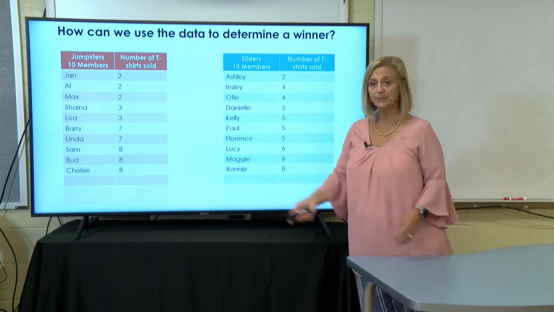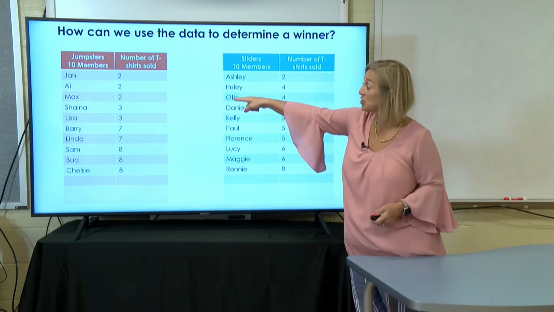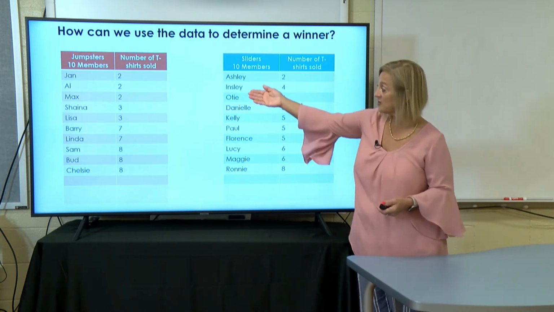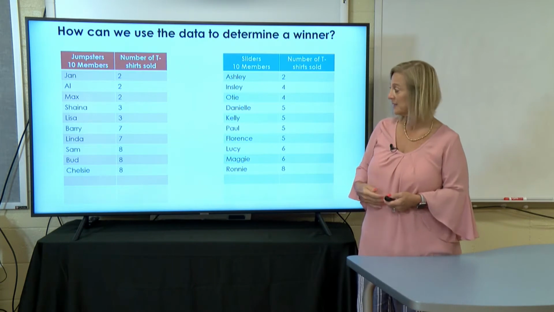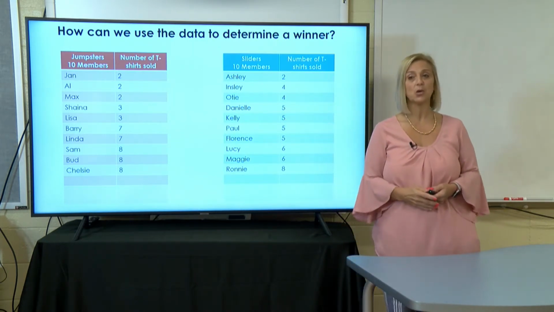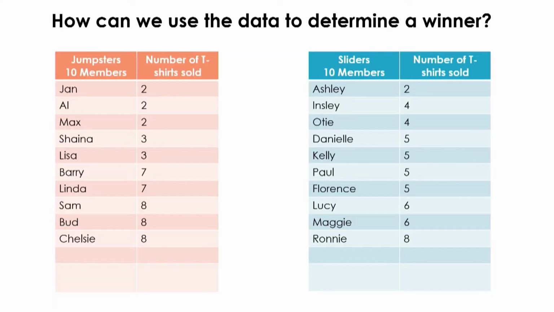So the Jumpsters, if you look right over there: Jan, Al, and Max sold 2 T-shirts each. Shayna and Lisa sold 3. Barry and Linda sold 7. Sam, Bud, and Chelsea sold 8. So we have our numbers for the Jumpsters. Now let's look at the Sliders. Ashley sold 2. Inslee and Odie sold 4 T-shirts. Danielle, Kelly, Paul, and Florence all sold 5 T-shirts each. Lucy and Maggie sold 6, and Ronnie sold 8.